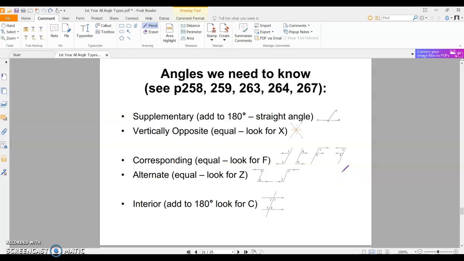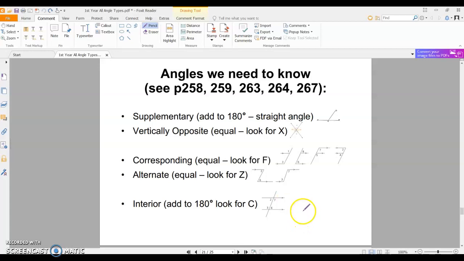Okay, supplementary, vertically opposite, corresponding, alternate, interior. All right, there's the pages they're on in the book. Here's just a quick summary for what we're looking for. So supplementary, they add to 180, they form a straight angle between them. Vertically opposite angles are equal, you're looking for the X shape and they're across from each other. Corresponding are equal, you're looking for the F shape. Alternate angles are equal, you're looking for the Z shape. Interior angles, you're looking for the C shape, and interior angles add to 180 degrees.